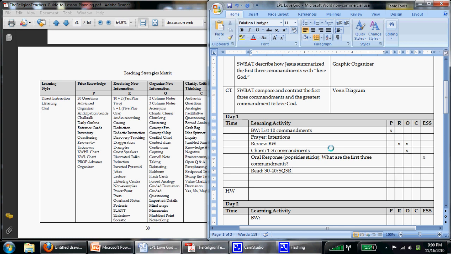It's also available on the graphic organizers page at www.thereligionteacher.com/graphic organizers. You'll see this as one of the reading guides that you can use. So that's going to be 3 things, because of the nature of the activity. It's going to be prior knowledge, receiving new information as you're actually doing the reading, and also organizing the information as well.